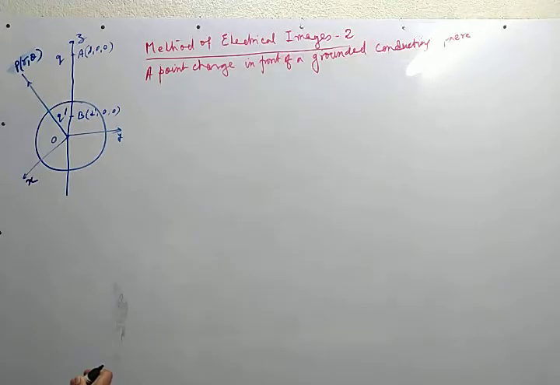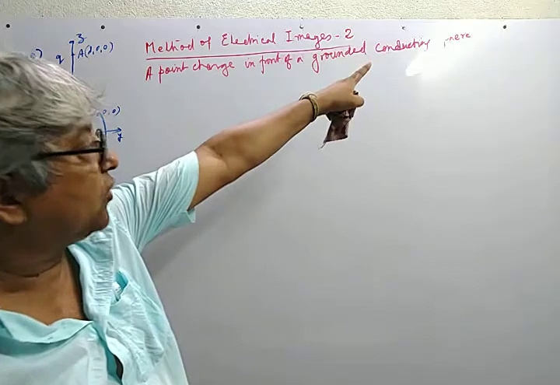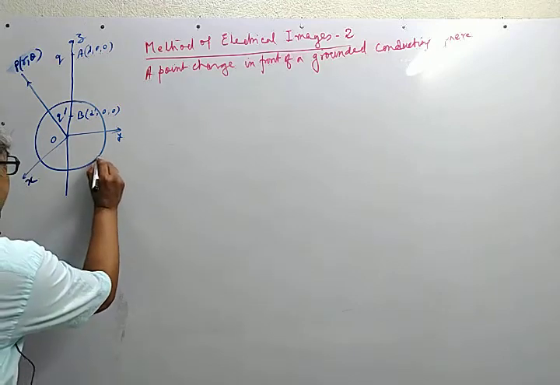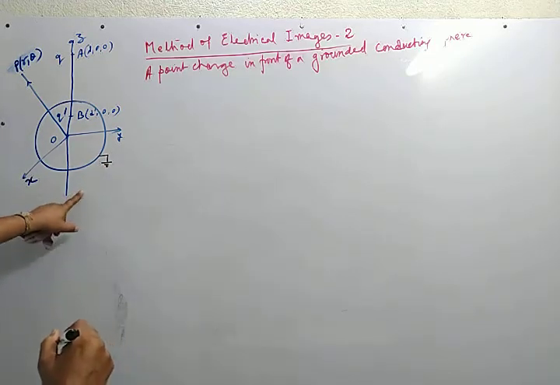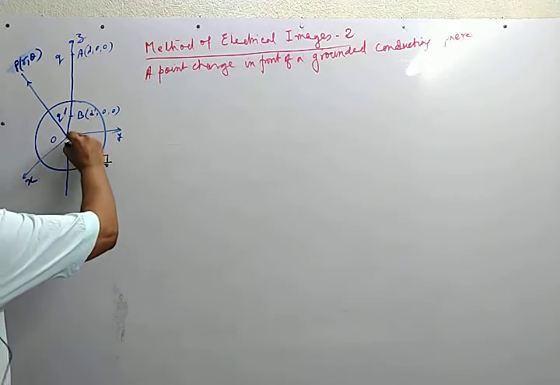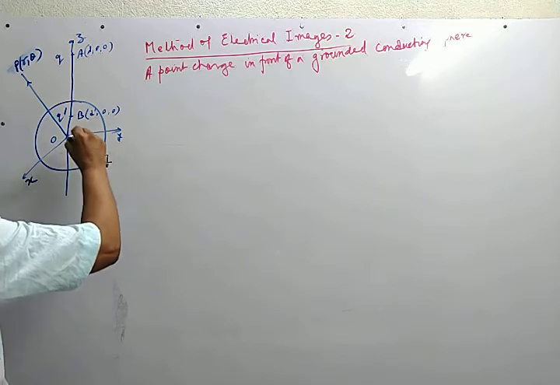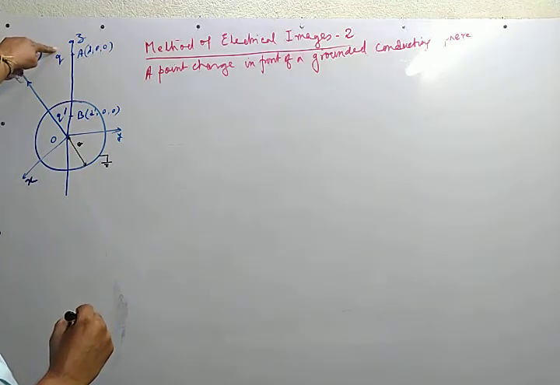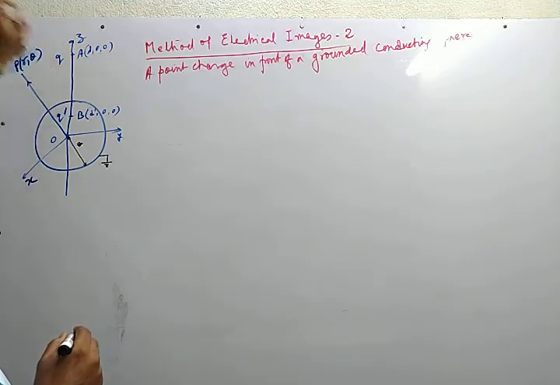Second lecture on the method of electrical images. Today we consider a point charge in front of a grounded conducting sphere. We consider a grounded conducting sphere of radius a, in front of a point charge q, which is at a distance d from the center of the sphere.